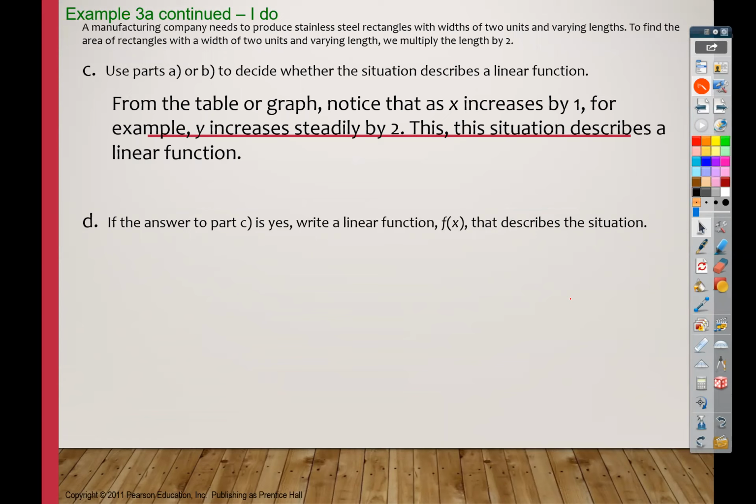It says, from the table or graph, notice that as X increases by 1, for example, Y increases steadily by 2. This situation describes a linear function. And then D, if the answer to part C is yes, write a linear function. So if we're steadily increasing by 2, that would be f of X equals 2X, because to get Y, we would multiply X by 2.